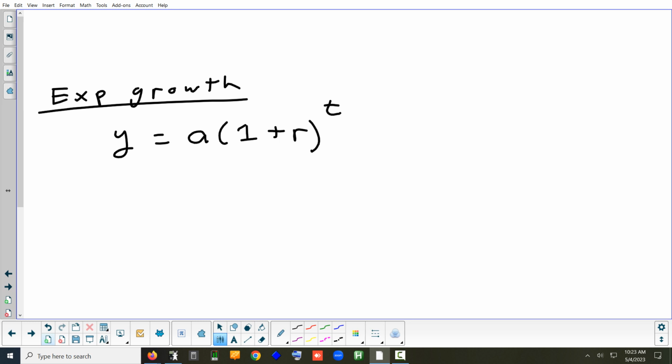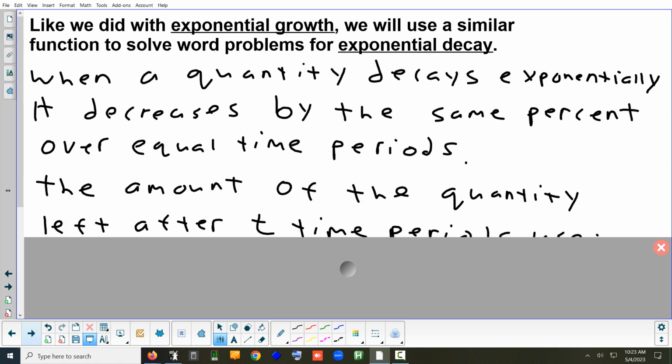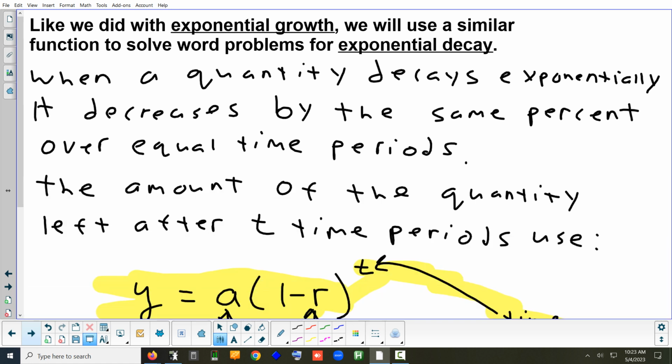If you change one thing in that formula, it becomes the next formula on your guided notes, which is exponential decay. Does anybody have a guess what the one thing you have to change in this formula is? And it goes from being growth to decay. Change one. Yep, if you switch the plus to a minus. Alright, so I just wanted you guys to write this part down.